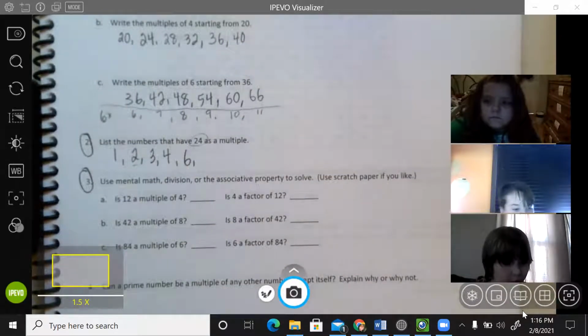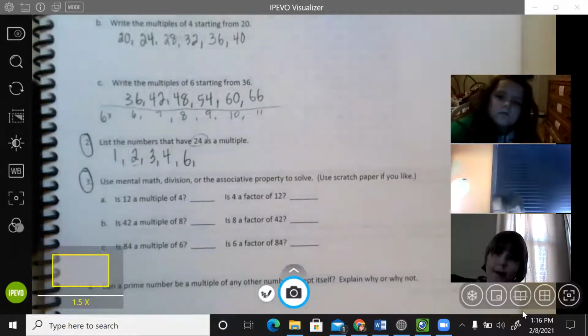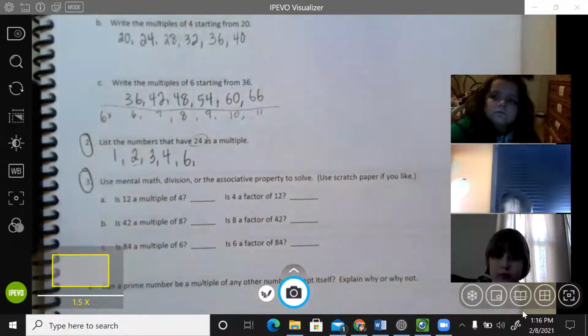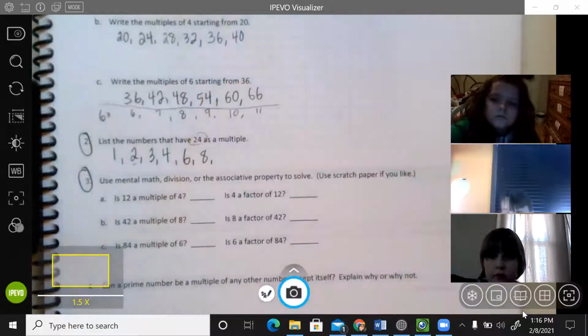Okay, Hunter, you have 7. If you count by 7s, will you land on 24? No. Because 7, 14, 21, and then it goes past 28. All right, why don't you try 8? Yes, 8, 16, 24. Very good.